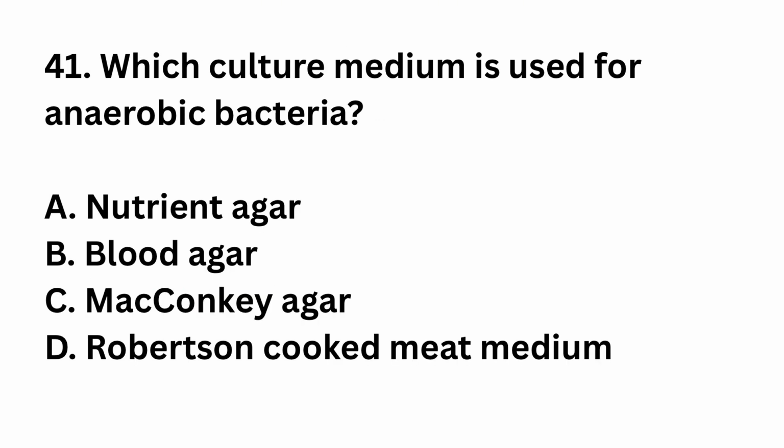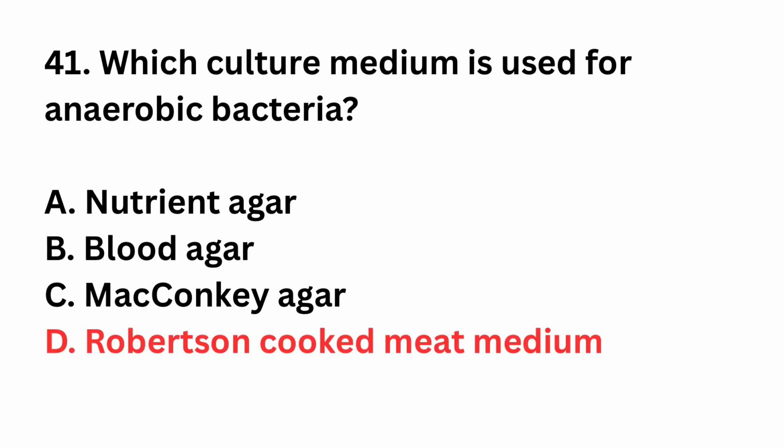Question number 41. Which culture medium is used for anaerobic bacteria? Nutrient agar, blood agar, MacConkey agar, Robertson cooked meat medium. The right answer is option D, Robertson cooked meat medium. Robertson cooked meat medium supports anaerobic growth.